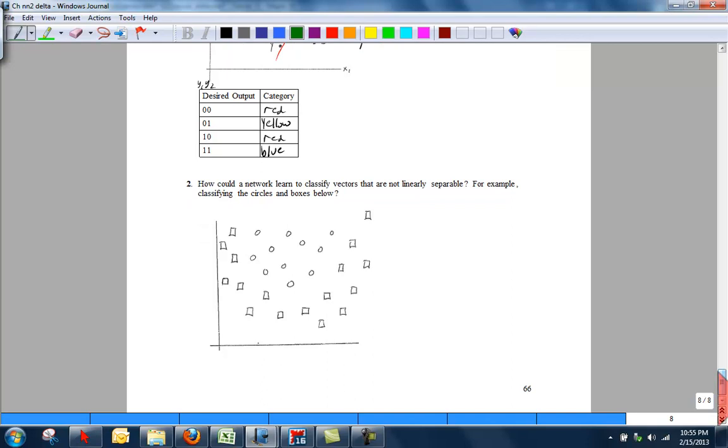And another is, what if I have a situation where the vectors are not linearly separable? If I'm trying to separate the boxes from the circles here, there's just no way that a straight line is going to do it. But if only I could train a network to learn a curved boundary like this, then the 2 sides of this boundary definitely do separate these types. And so how would you do something like that? Well, you need more neurons again.